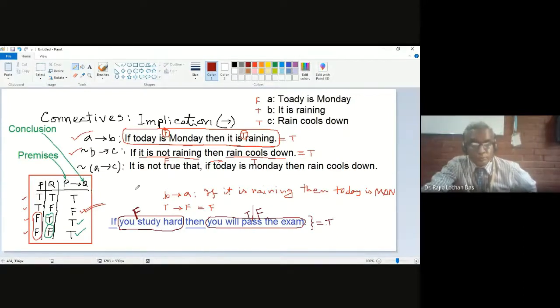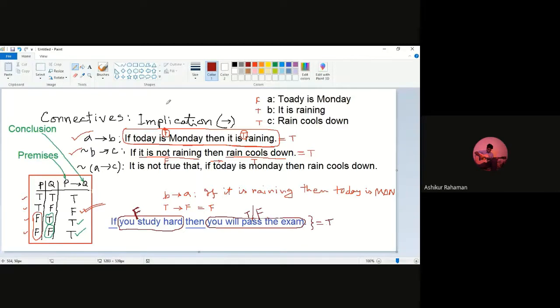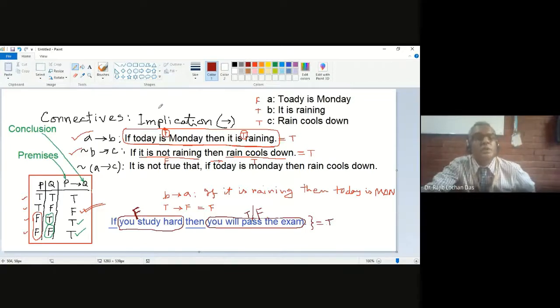So try to understand, try to relate with the real life example. You can think of many other different examples. Okay, like this with anything, just try to figure it out. Now can you give me another example with F and F, implication situation? One is F, another is also F. Yes, sir, what you can say? If you do not study hard, then you will not pass the exam. Okay, so F and F situation. Okay, may be possible. Okay, no problem.